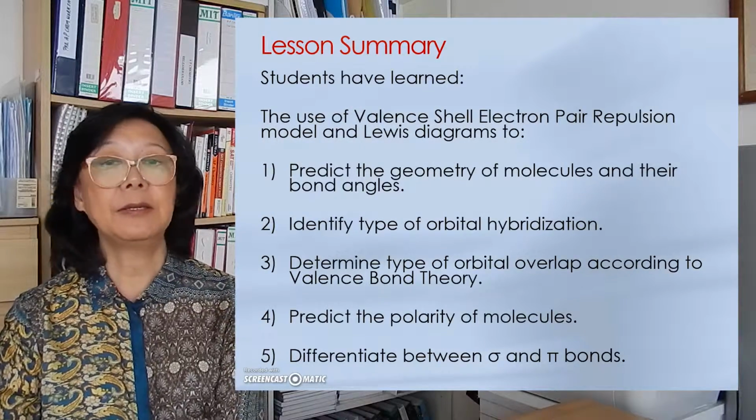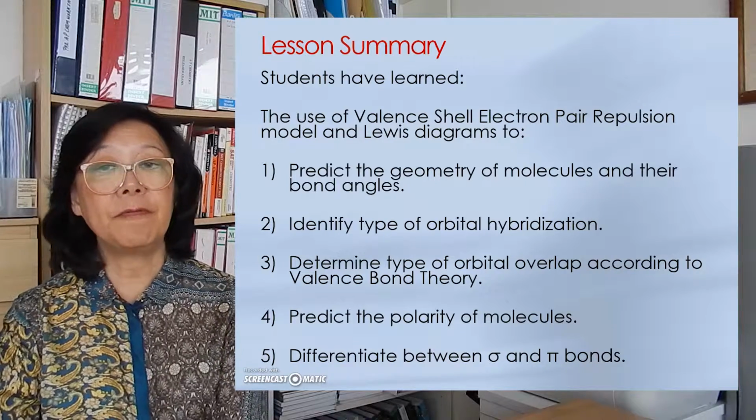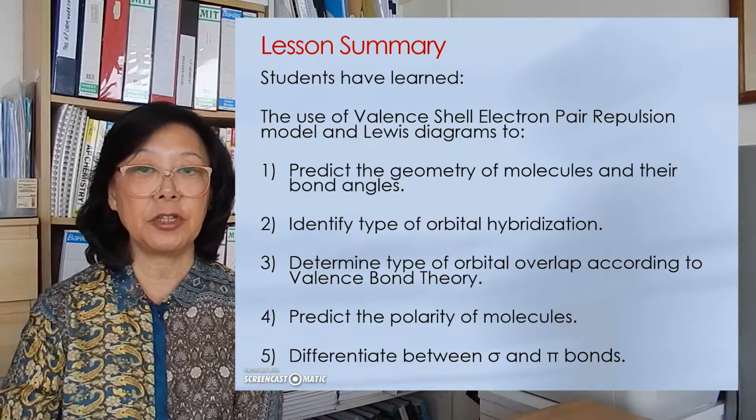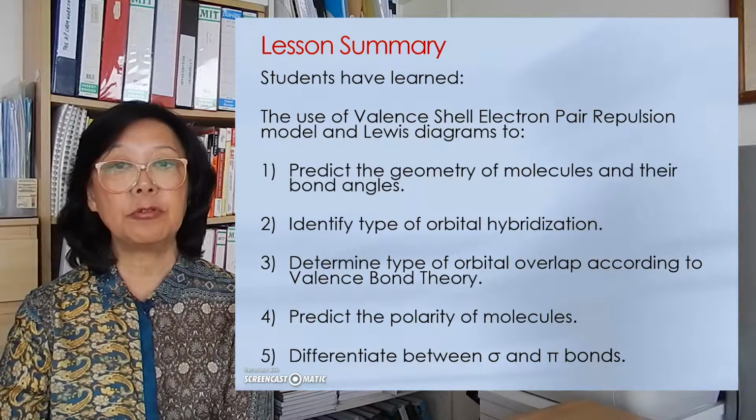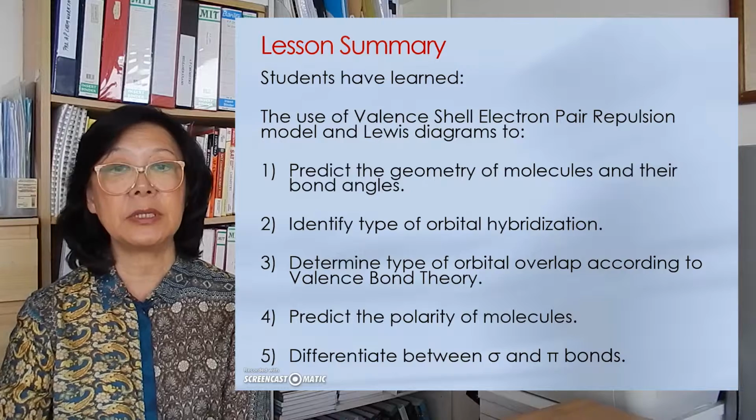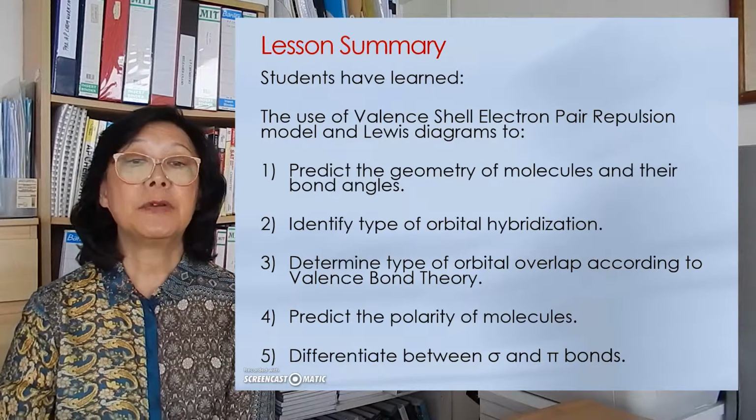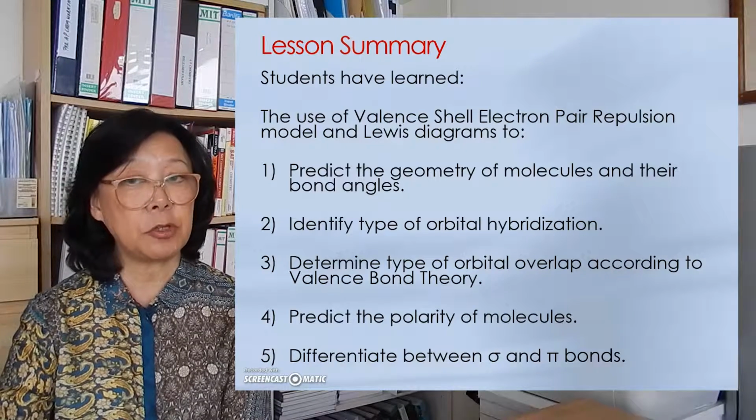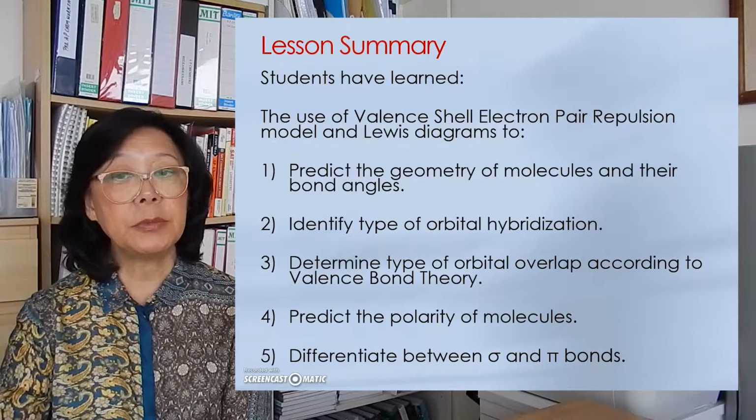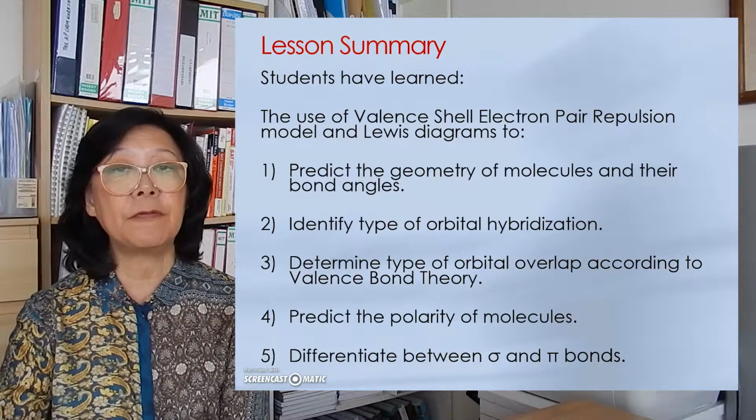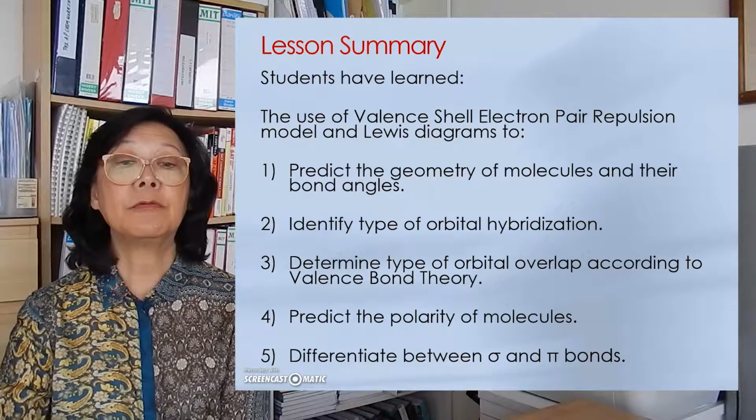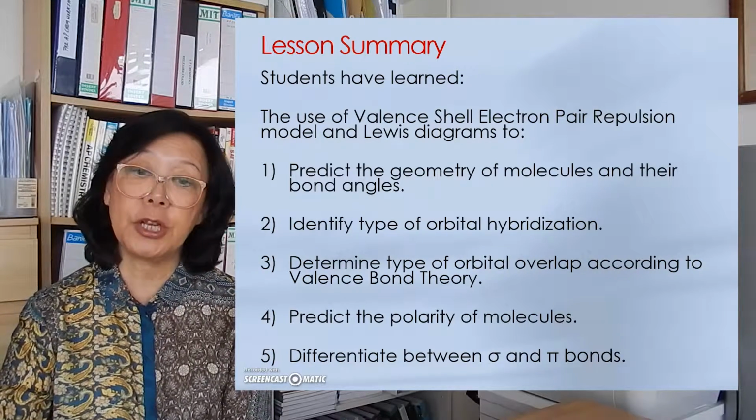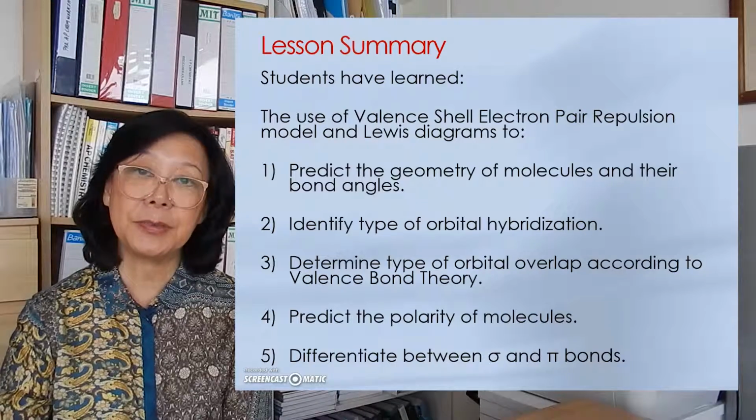What have we learned today? We learned how to use the valence shell electron pair repulsion, VSEPR, notation and Lewis diagrams to predict the geometry of molecules and their bond angles. We learned how to identify the type of orbital hybridization: sp, sp2, sp3. We determined the type of orbital overlap according to valence bond theory. We also predicted the polarity of molecules, and we differentiated between sigma and pi bonds.